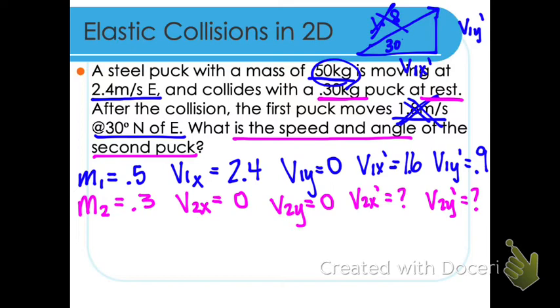Just think about if that collision happens. If one of them is pushing it to the north, the other one's probably going to be pushed a little bit south. Would there be any possibility that the second puck would move west? Would go backwards? That would seem really not probable, right? Unlikely.